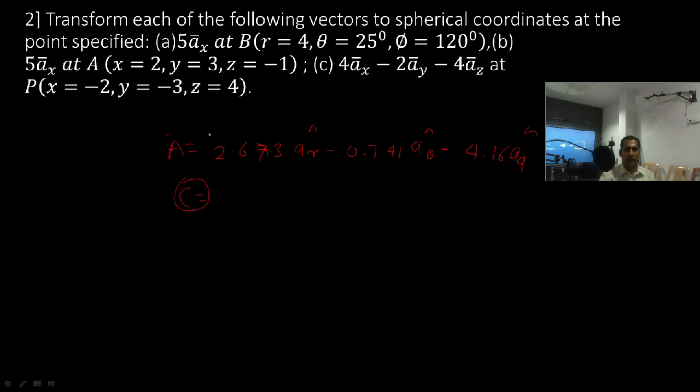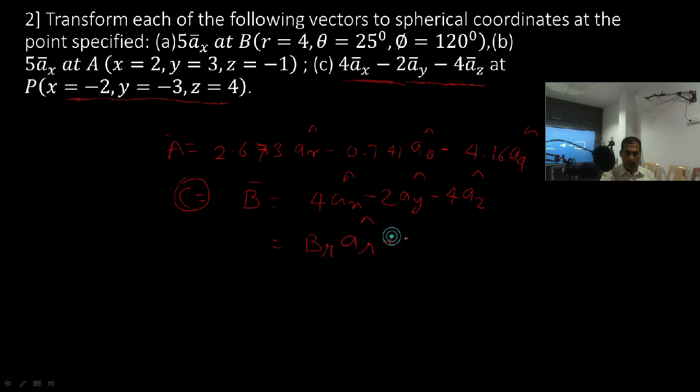Now we'll solve for C. The C question is 4ax cap minus 2ay cap minus 4az cap. We have to transform it for another point P given at this location. So let us consider it as vector B. Let B bar be equal to 4ax cap minus 2ay cap minus 4az cap. We can compare it with the spherical coordinate system as BR AR cap plus B theta A theta cap plus B phi A phi cap. So one by one we will solve.